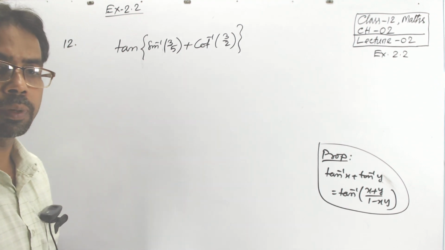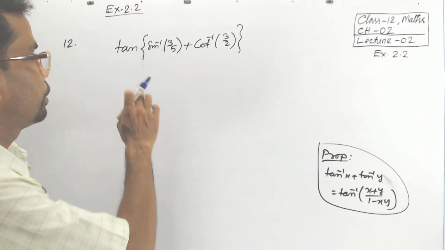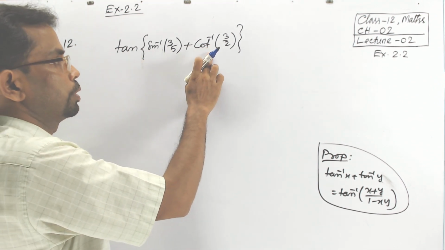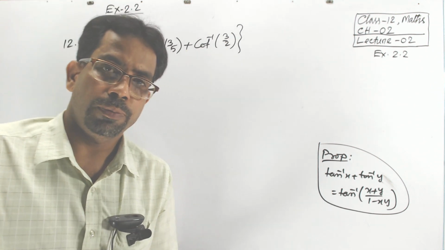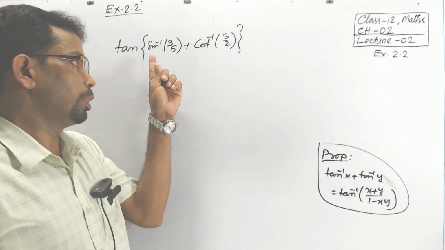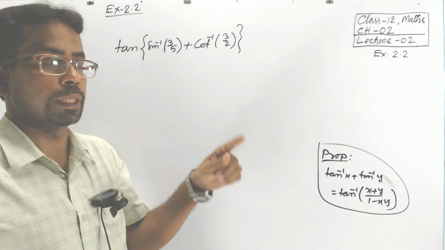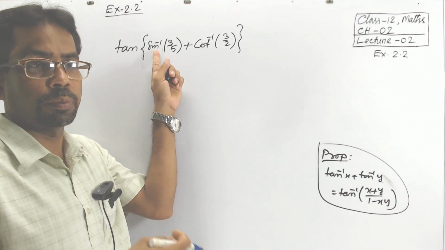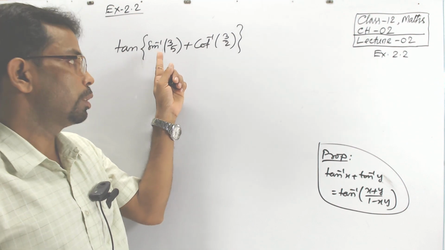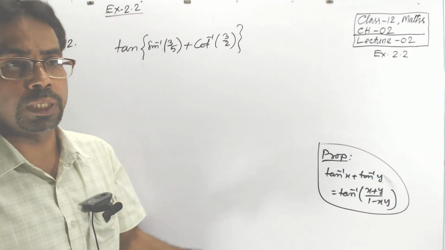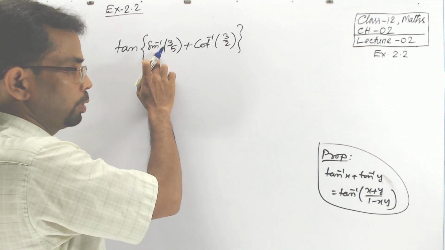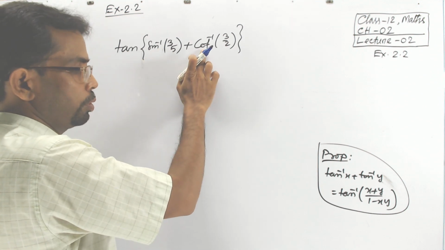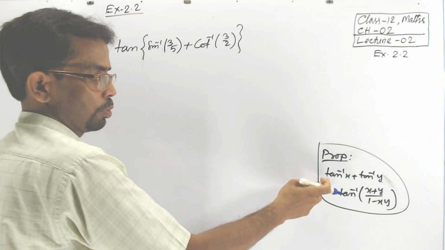Question number 12. Tan of sine inverse plus cot inverse. Without memorizing any formula, any inverse ratio can be converted into any other. Sine inverse I can convert into cos inverse, tan inverse, cot inverse. Cos inverse can be converted into any other. So what I'll do, this sine inverse I'll convert to tan inverse, and cot inverse also I'll convert to tan inverse, so that I can use this property.